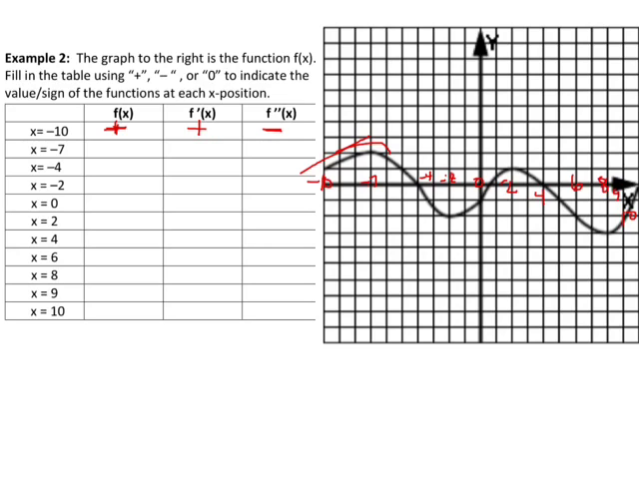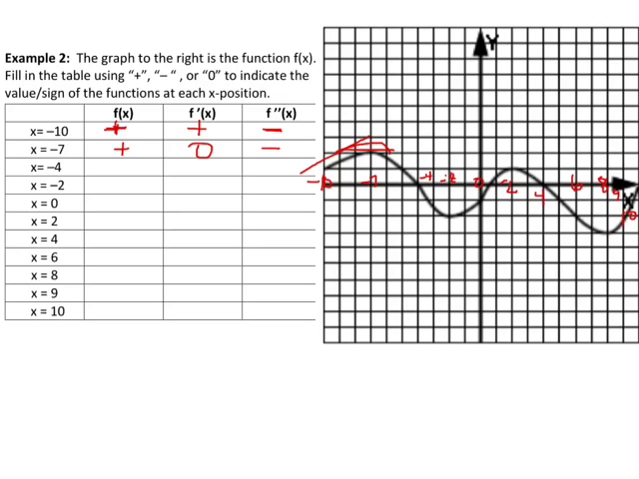Alright, so then let's take a look at the next one that I've marked off for you, -7. At -7, obviously, f of x is still positive. F prime of x, if you look at that, is a horizontal tangent, so that's 0. And then again, concave downward, so that's negative.